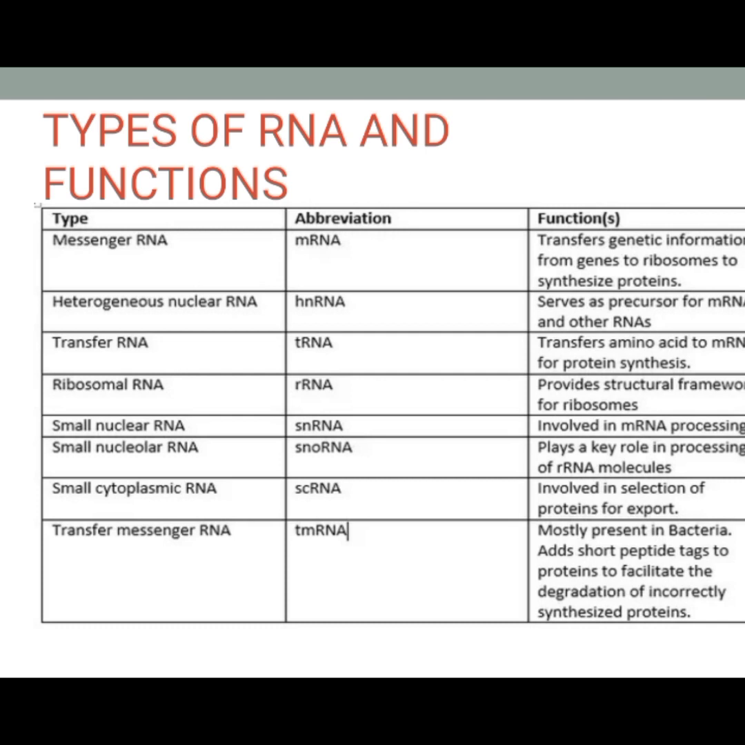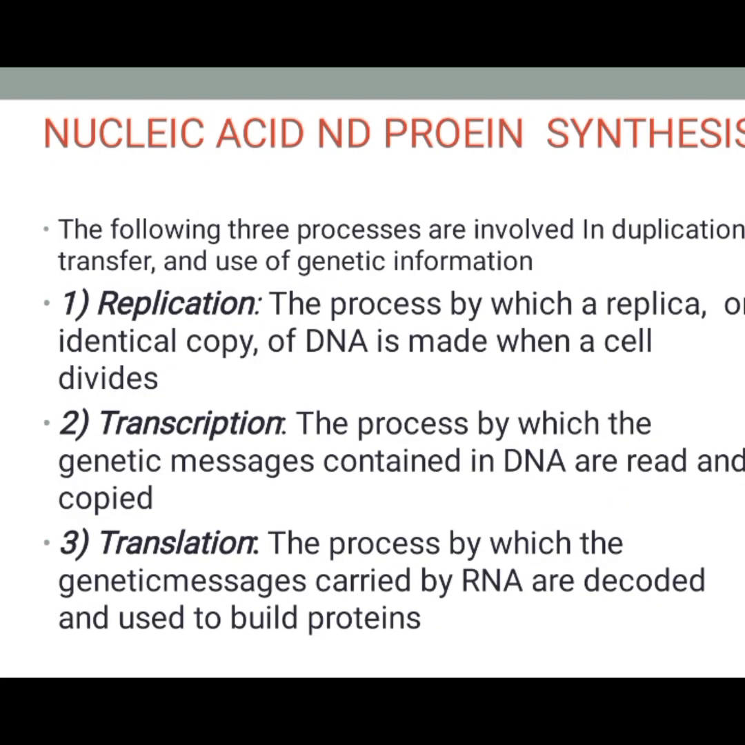So for this, messenger RNA transfers the genetic information from genes to ribosomes, and ribosomal RNA, that is rRNA, provides a structural framework for ribosomes, and transfer RNA transfers amino acids to mRNA for protein synthesis. So there is a co-work. So what is protein synthesis? The main function of DNA and RNA is protein synthesis. So the following three processes are involved in the duplication, transfer and use of genetic information.